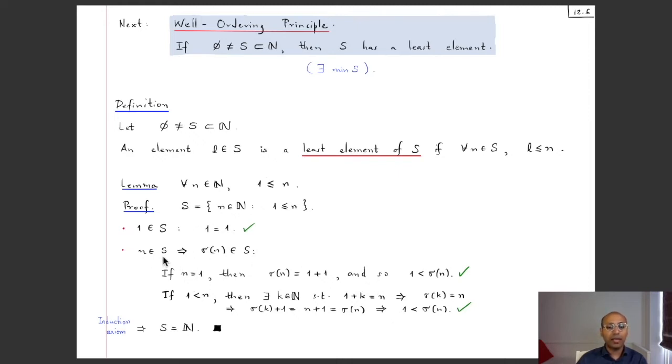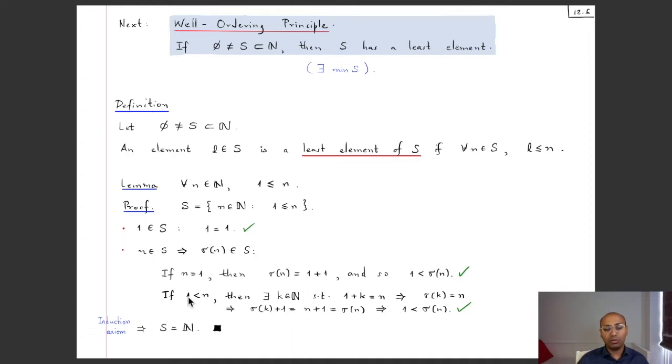But if n is in S, then we know that 1 is less than or equal to n, so either 1 is equal to n or 1 is strictly less than n. So let's see what happens when 1 is strictly less than n. We have already covered the case when n is equal to 1, and now we consider the only other possible case, namely 1 is strictly less than n.